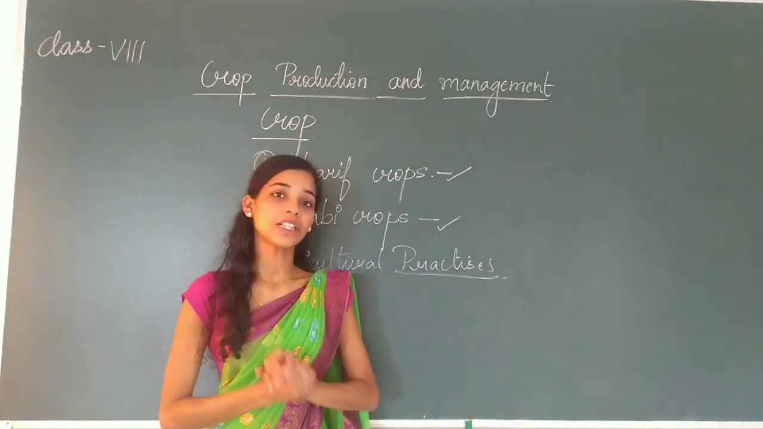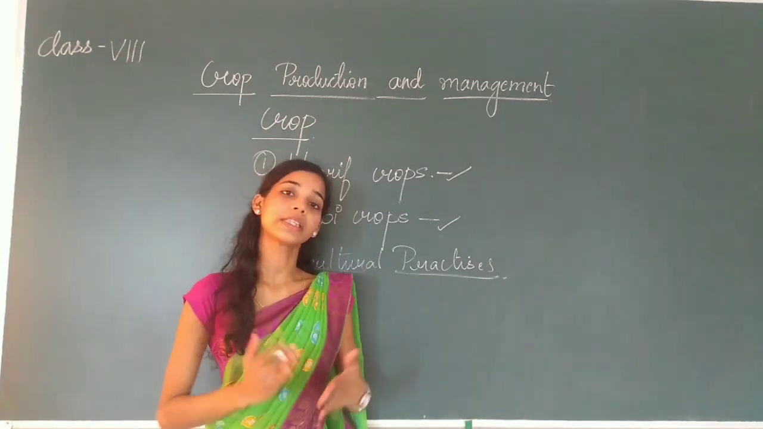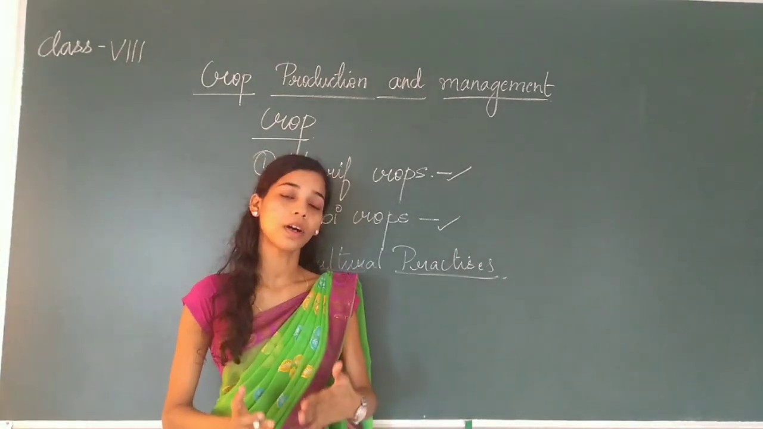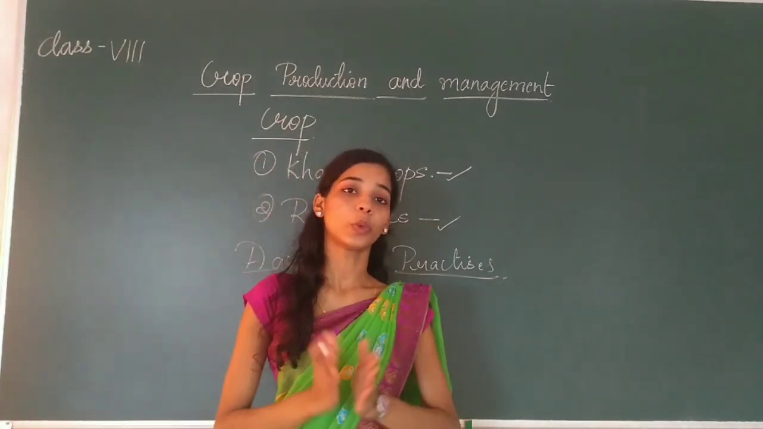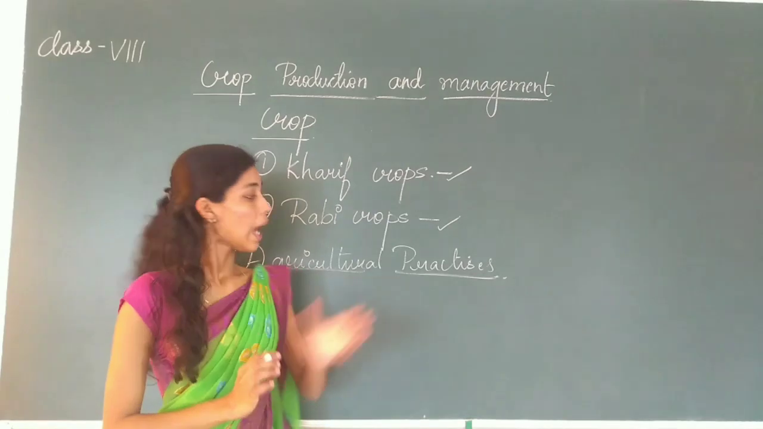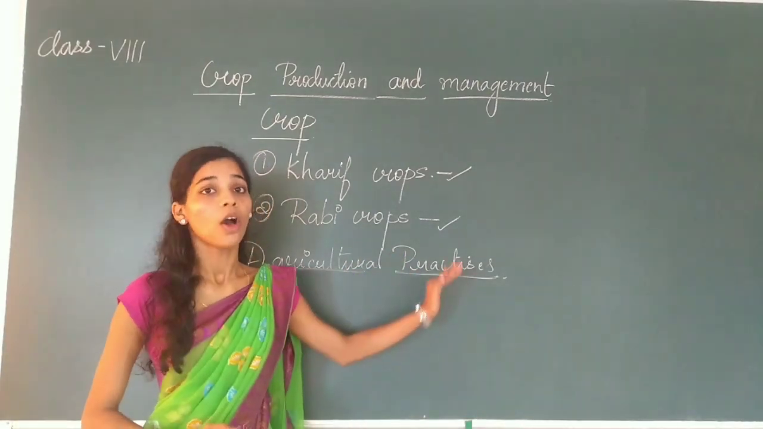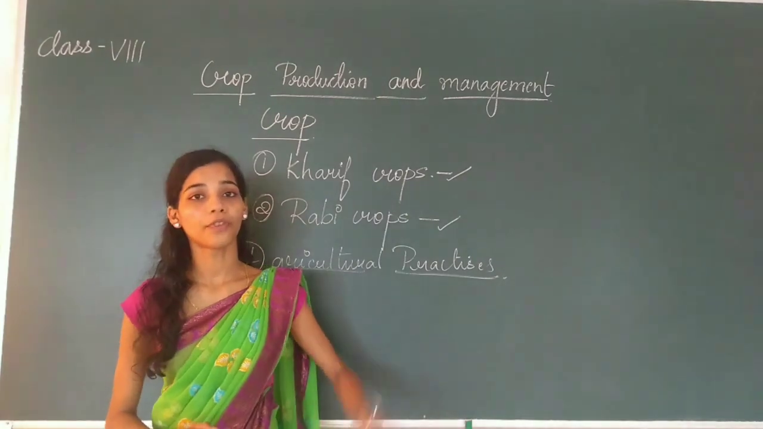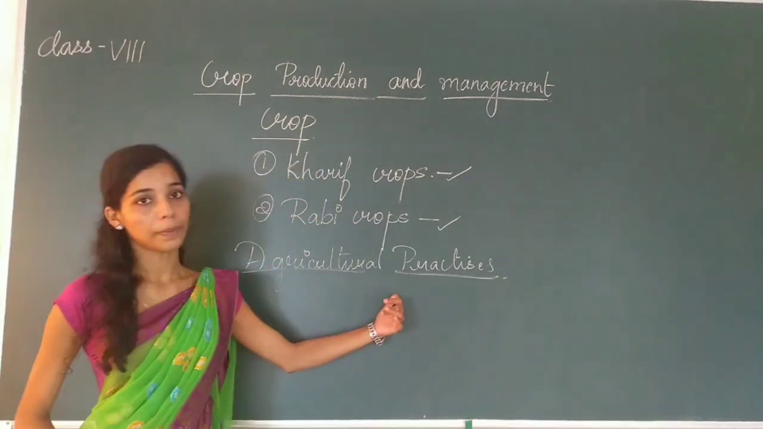These agricultural activities or tasks are very much similar to when you grow a crop or ornamental crop in your house. The steps are very much similar to what we do at our house. And these practices or activities or tasks performed by a farmer during production of a crop, we call it as agricultural practices.